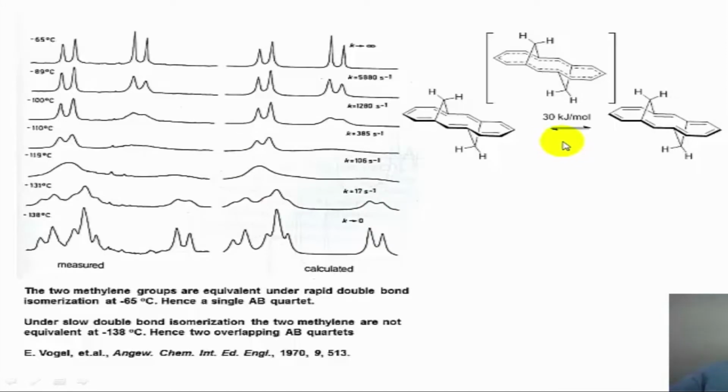Another interesting example is the isomerization of the double bond in this particular dimethano-bridged aniline system. The two methylene groups are equal and rapid double bond migration is taking place at minus 65 degrees, and hence a single AB quartet is what is seen for the two methylene functional groups.